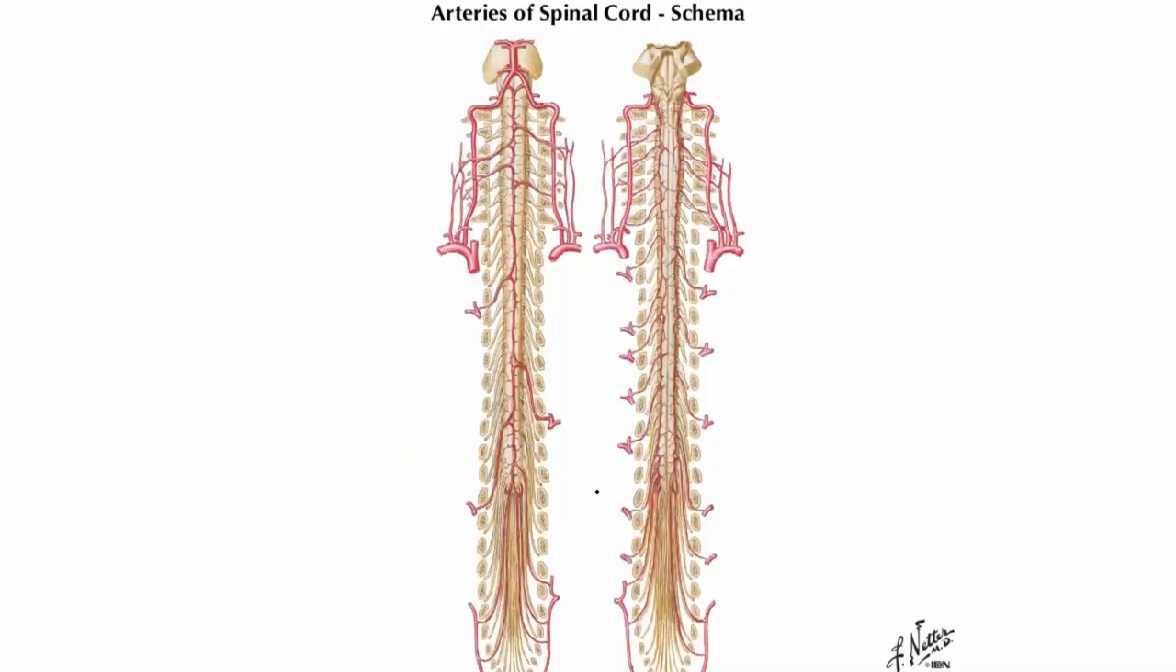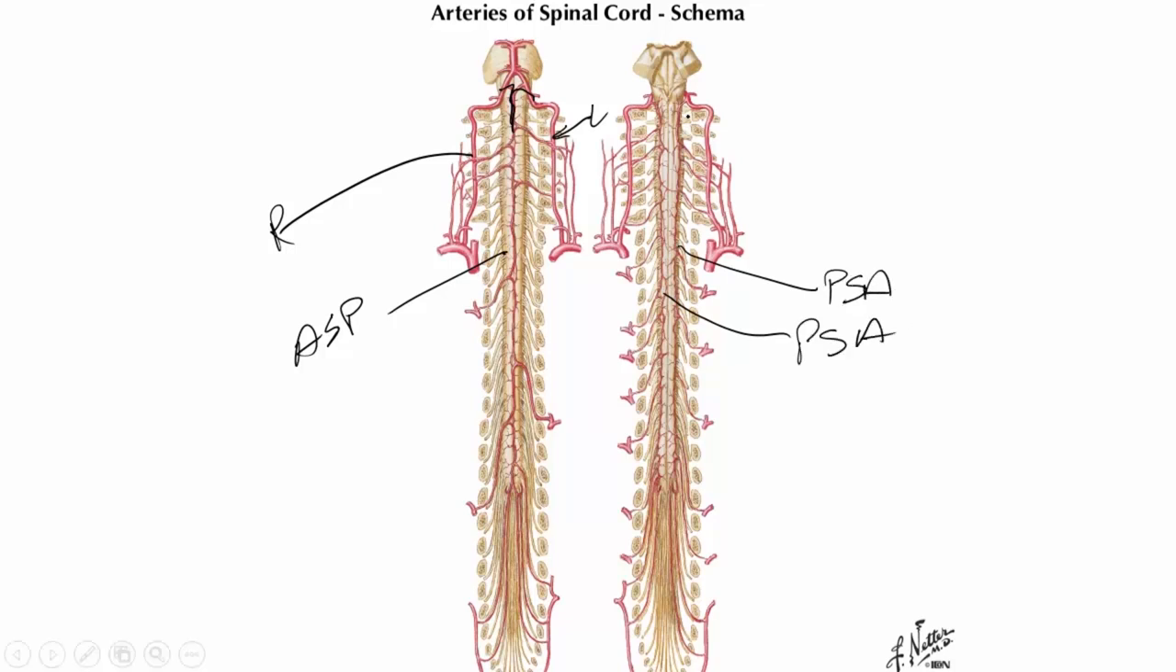And this is a diagrammatic representation of what I just mentioned. So these are the vertebrals that are coming up on both sides, and that is anterior view. So this would be the left, and this would be the right vertebral, and you can see how they give rise, the vertebrals give rise to that anterior spinal artery. And that's what we see here. That's an anterior spinal artery. And these are paired posterior spinal arteries, one on each side. So again, vertebral giving rise to those that come on down. So anterior and paired posterior spinal arteries.